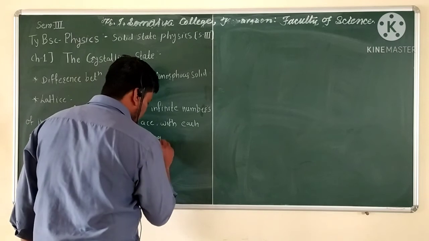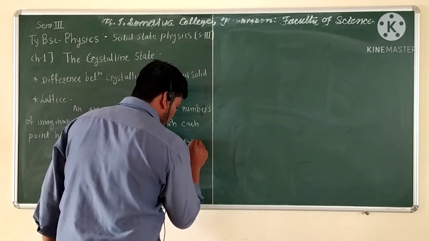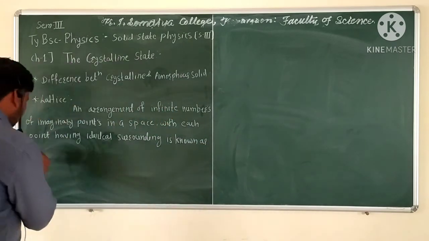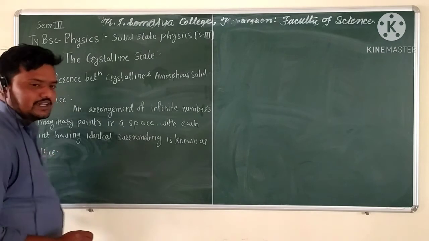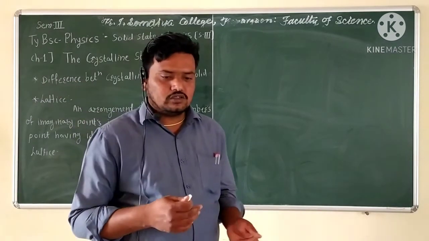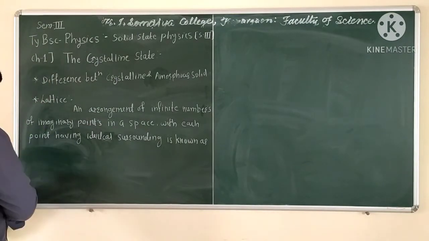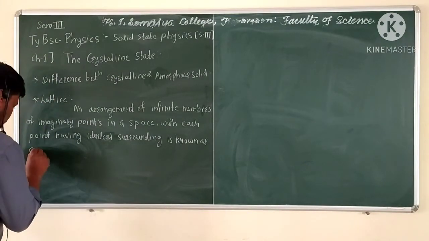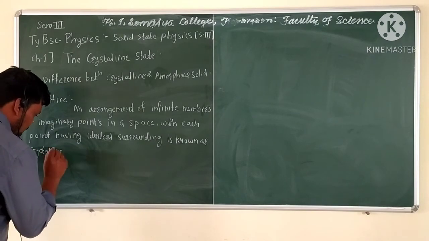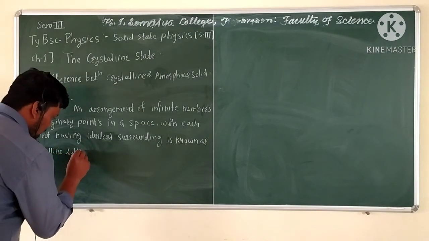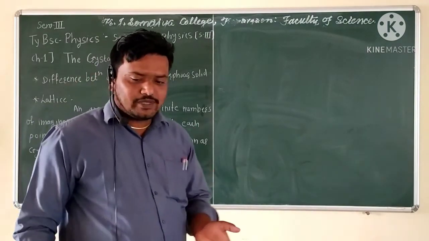Identical surrounding is known as a lattice point, or is known as the crystalline lattice. So what is meant by lattice?